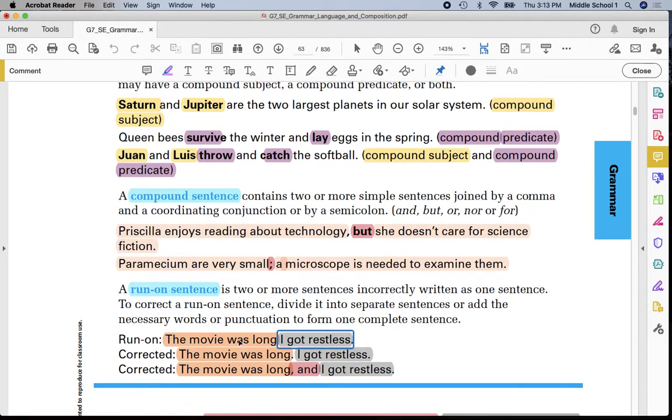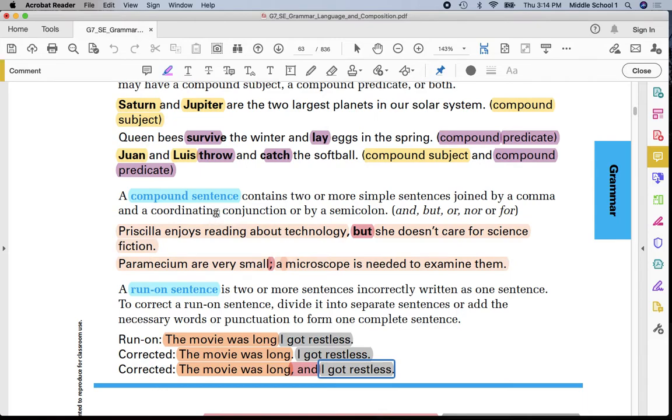Take note, all of these are the same words. The movie was long. I got restless. Everything is identical to a compound sentence excepting for it has no punctuation. It does not have a semicolon or a comma and a conjunction. That is the only thing that separates a run-on sentence from a compound sentence.